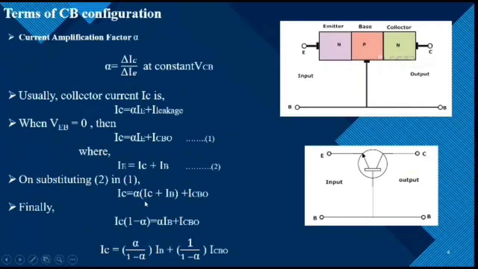Now take the terms of collector current on one side and rewrite the equation. By sending this 1 minus alpha to the other side, we finally get the collector current equation as alpha divided by 1 minus alpha into IB, that is the base current, plus 1 by 1 minus alpha into ICBO. This is the final collector current equation for CB configuration.